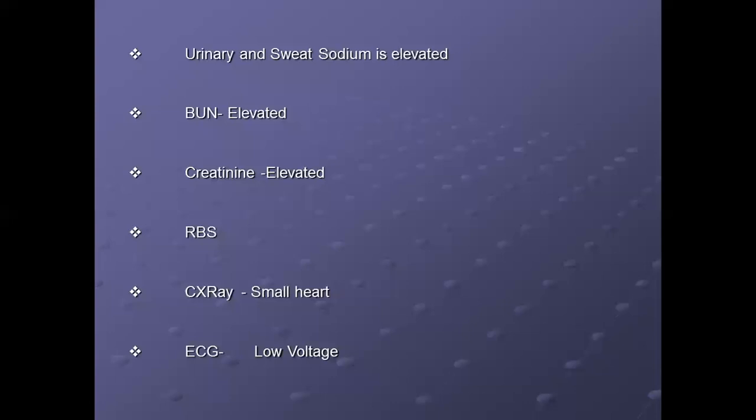Now, low voltage can be seen in other conditions, especially hypothyroidism. So both conditions can occur together, hypothyroidism and Addison disease. I told you it is called Schmidt syndrome, in which there will be low voltage ECG, hypotension, and bradycardia.